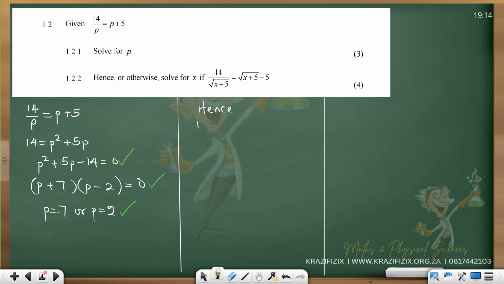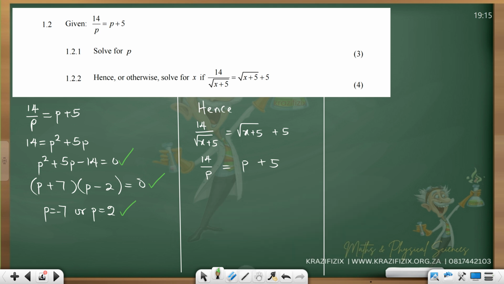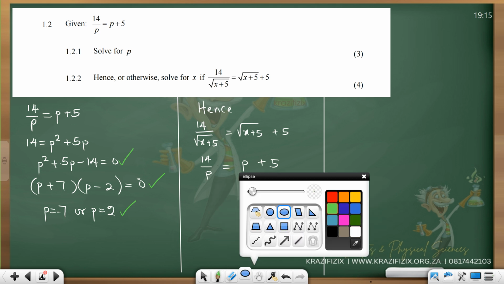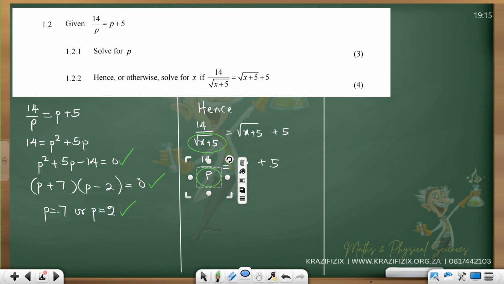I don't know if you see that. It is 14 over what? Root of x plus 5 equals to root of x plus 5. What do you notice? 14, the original one is this, right? I don't know if you've seen what they've done. Do you notice what they've done? That this is the same. My 5s are the same, right? And my 14. It means they replaced this with that. And that is the exact same thing they did there.